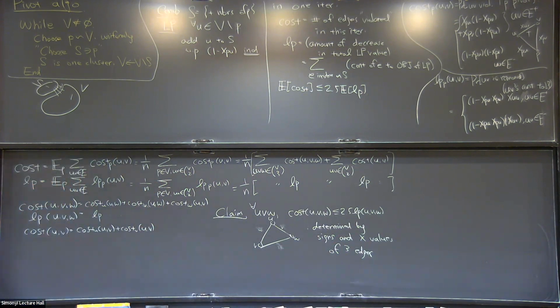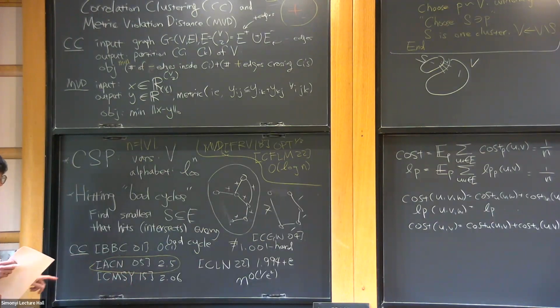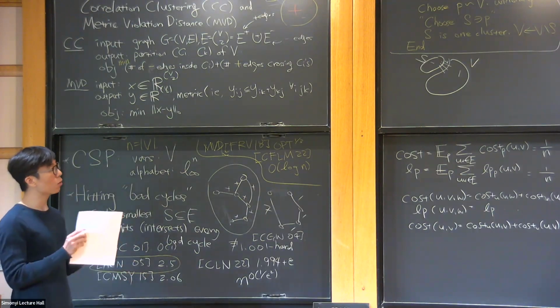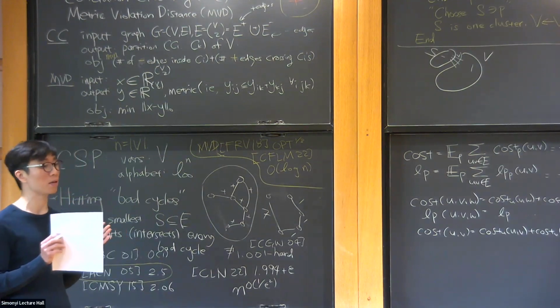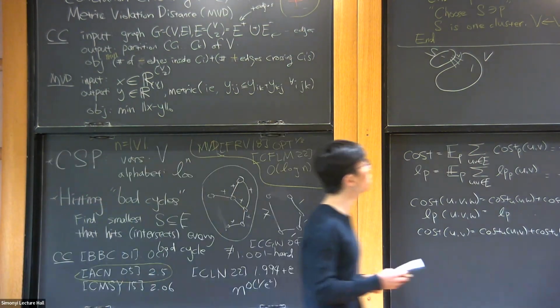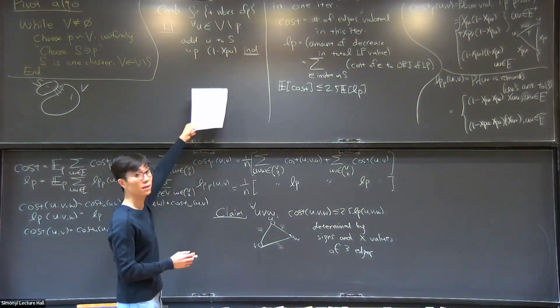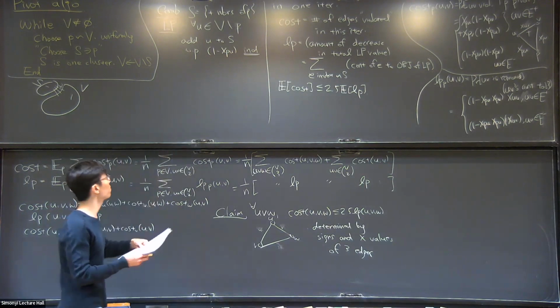Okay, good. So that's how they prove the 2.5 approximation. And then let me say a word about the 2.06 approximation. What they did is that almost everything is the same. They use the same framework, even the analysis framework. The only thing they differ in is how to choose the probability. Even independence is the same.